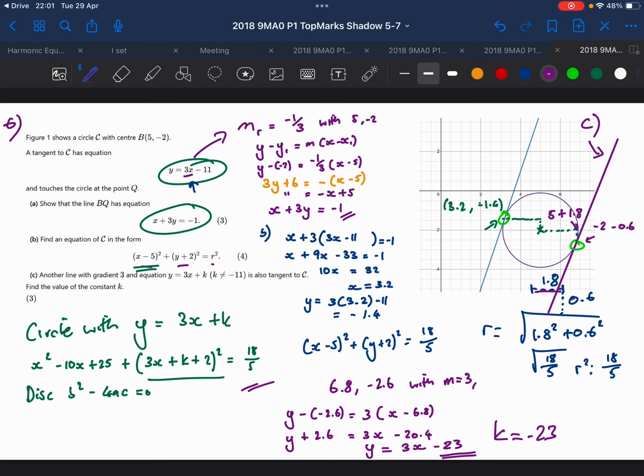So that's one way that you could have answered that question. I think having the diagram so you can see what's going on makes that much, much easier. So that's question number 6 from our shadow paper.